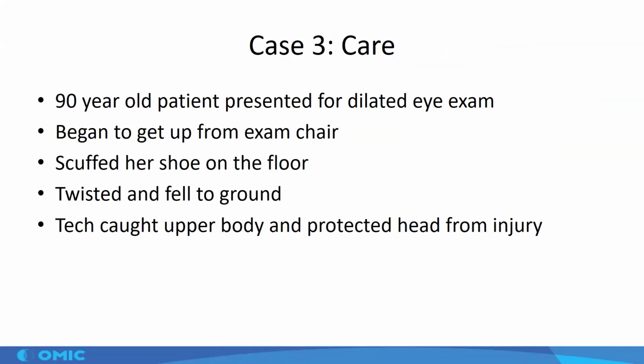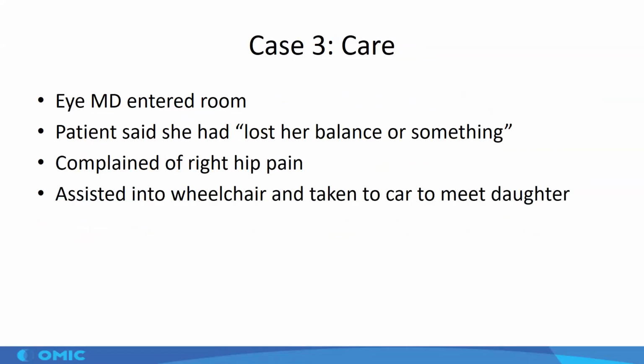This was a 90-year-old patient who presented again for a dilated eye exam. This patient began to get up from the exam chair, scuffed her shoe on the floor, twisted and fell to the ground. The tech caught her upper body as she was falling and was able to protect her head from injury. The physician entered the room, and the patient said to him that she had lost her balance or something. She started complaining of right hip pain, was assisted into a wheelchair, and taken to the car where her daughter was waiting.